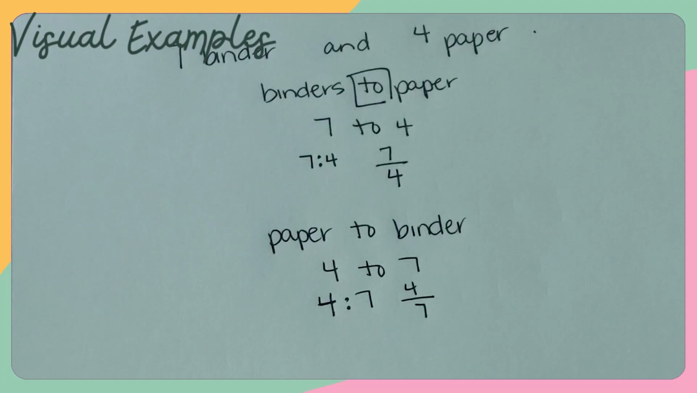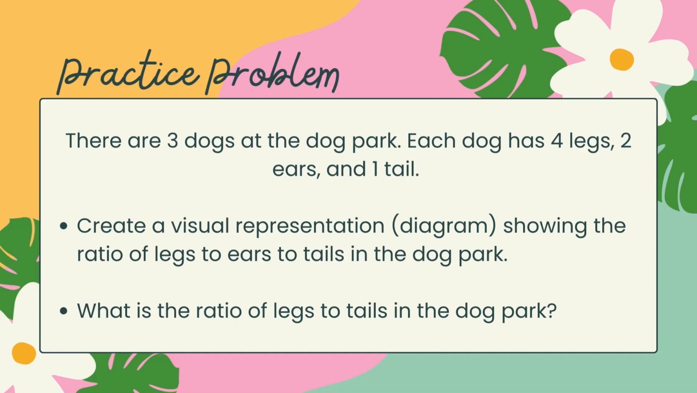All right. So let's get into some real world examples. There are 3 dogs at the dog park. Each dog has 4 legs, 2 ears, and 1 tail. Create a visual representation or diagram showing the ratio of legs to ears to tails in the dog park. What is the ratio of legs to tails in the dog park? Go ahead and pause the video to answer these questions, and then come back for the answer.